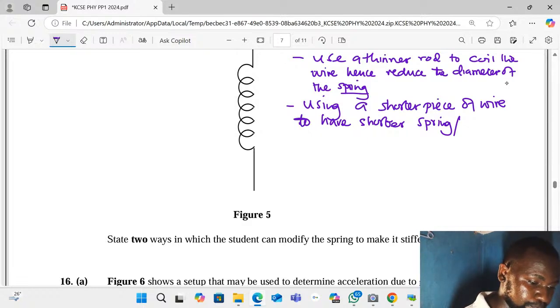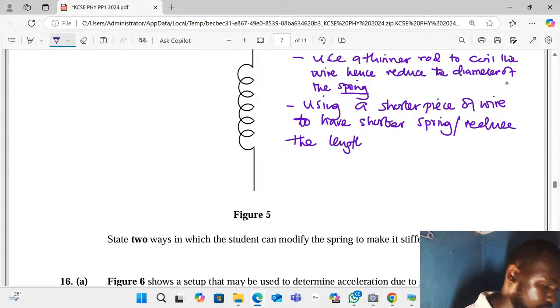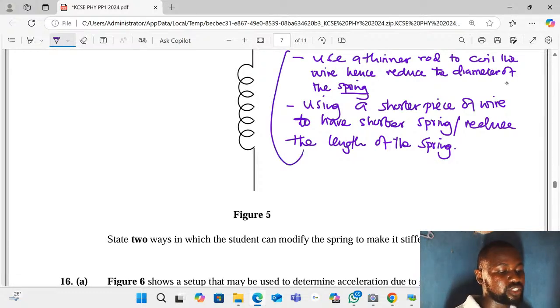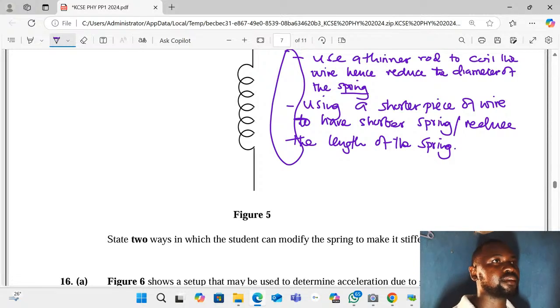And this one you can say reduces the length of the spring. Therefore, all these are changes to a spring that was already there. Since the same wire was used, what changes could have been made so that the stiffness could be increased?